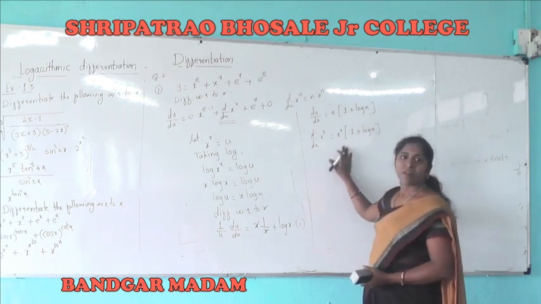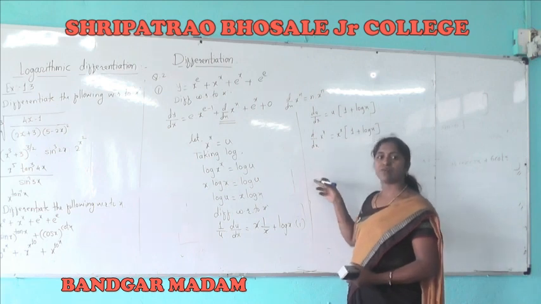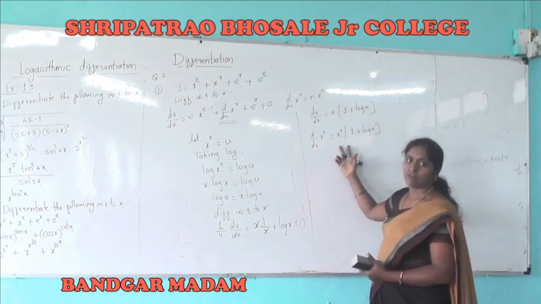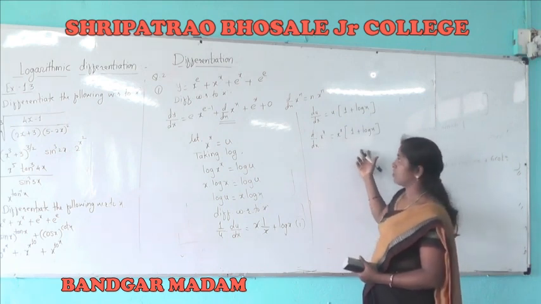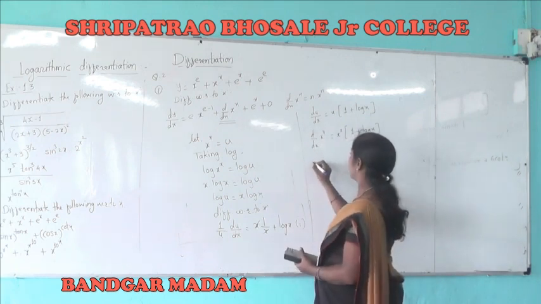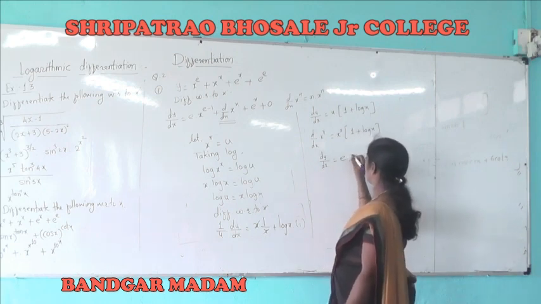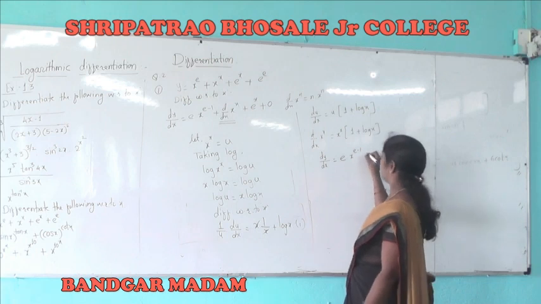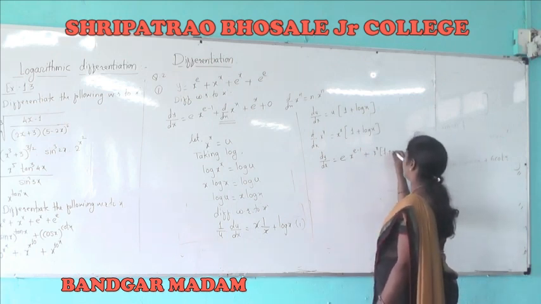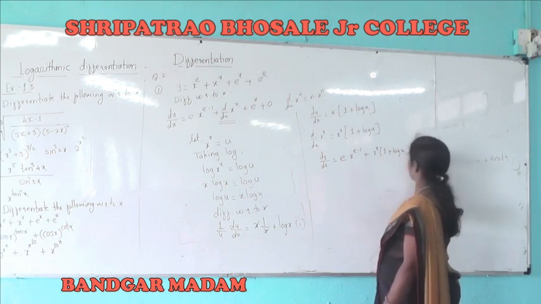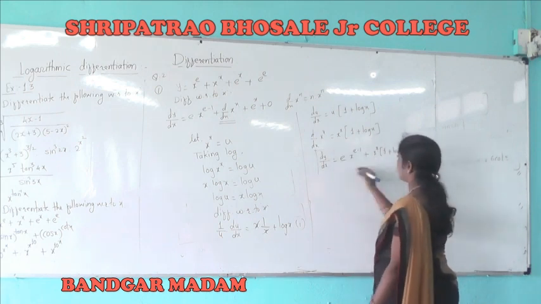Now we have to remember this formula always: where there is the derivative of x raised to x, we can replace it with the formula directly, that is x raised to x in bracket 1 plus log x. So we will get dy by dx is equal to e into x raised to e minus 1 plus derivative of x raised to x, which is x raised to x in bracket 1 plus log x, plus e raised to x, which is our required dy by dx.